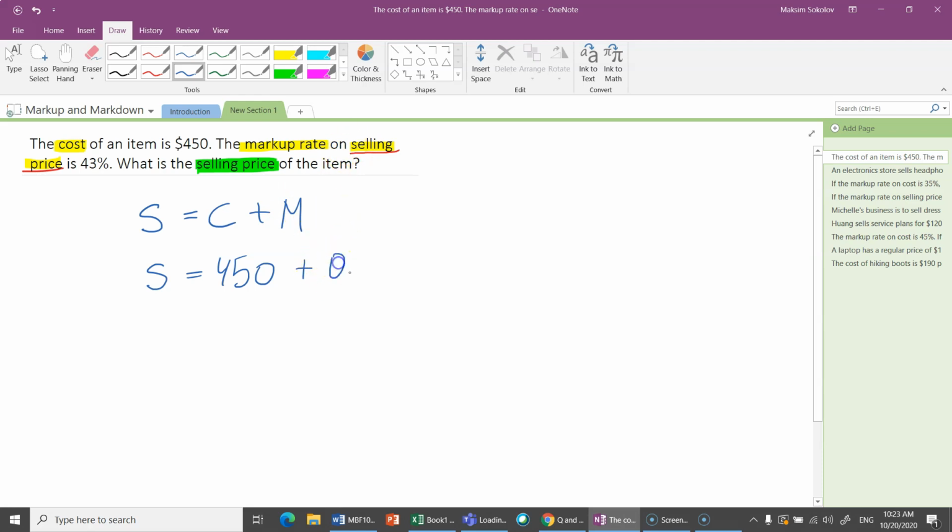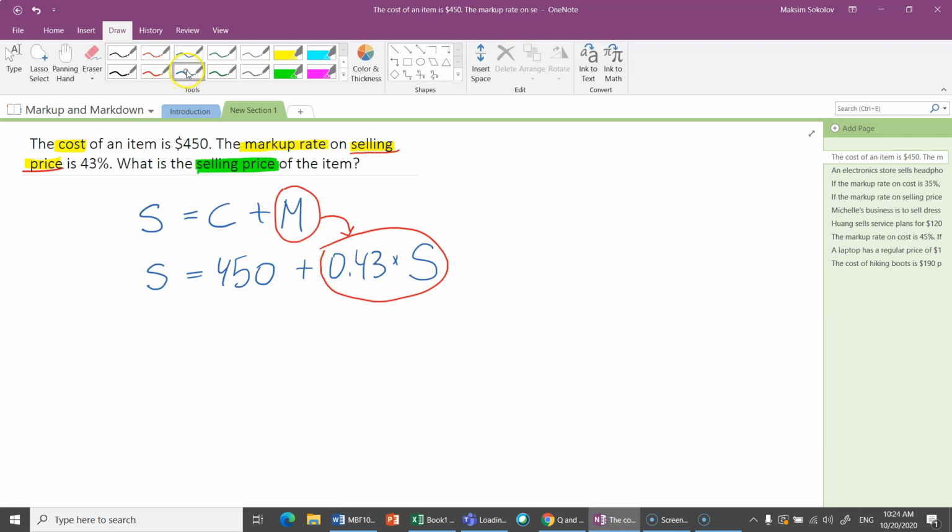So what we'll do, we'll take 43% of selling price. And because we don't know selling price, we keep it as letter S. Once again, this markup is here. In this problem, we're given that markup is 43% of the selling price, and that's exactly what is written here. Now we have an equation which involves selling price, and we need to find the selling price. It's only one unknown in this equation.